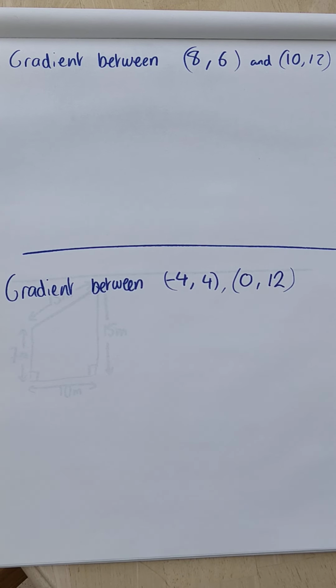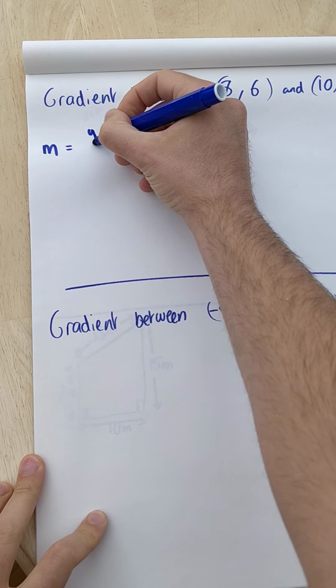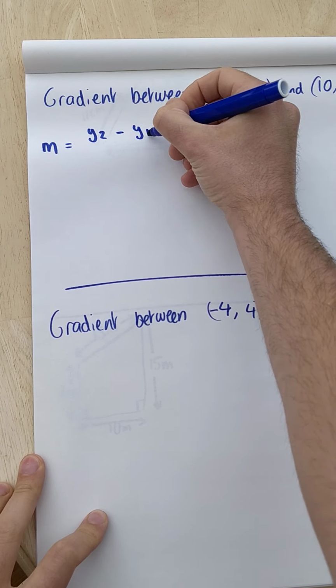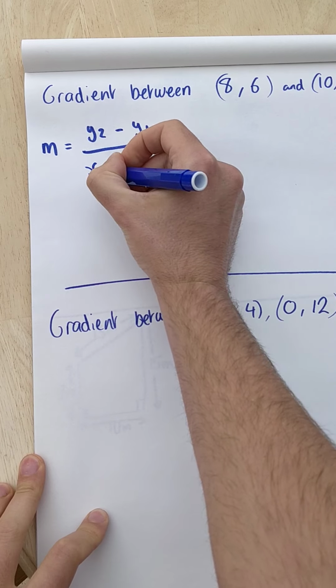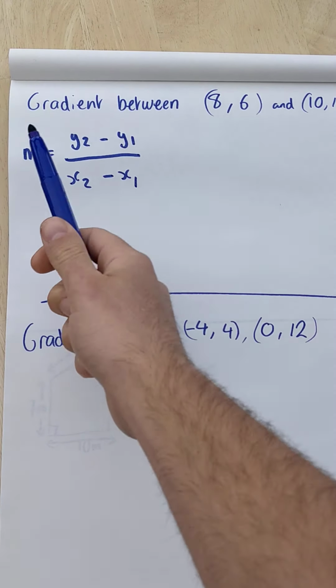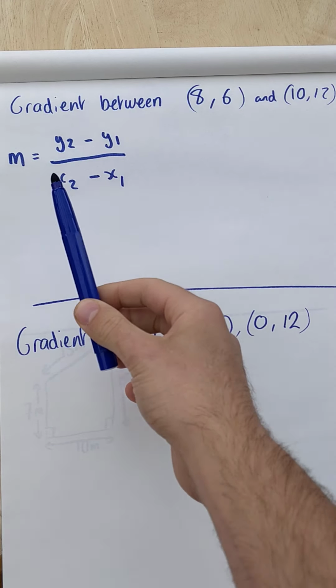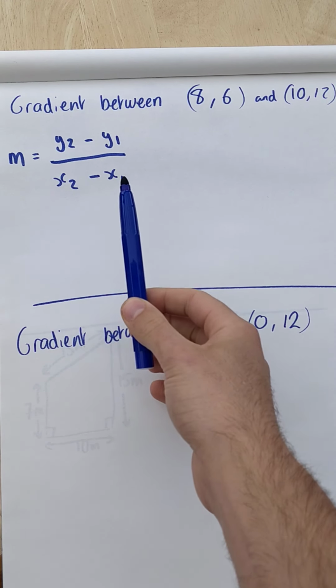Right, so in this one, what I'm going to briefly go over is how to find the gradient between 2 points. Okay, so the first thing that you need to do when doing the gradient between 2 points is you need the formula. Okay, so the formula is as follows: m equals y2 take away y1 over x2 take away x1. Okay, now what this relates to is the coordinates.